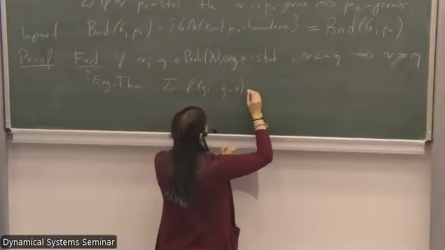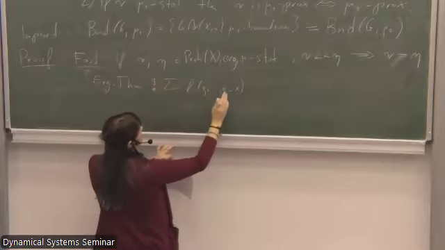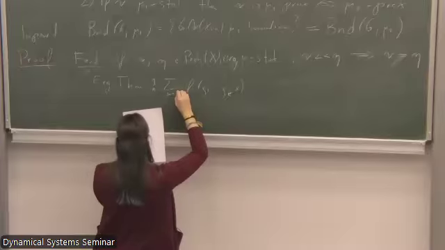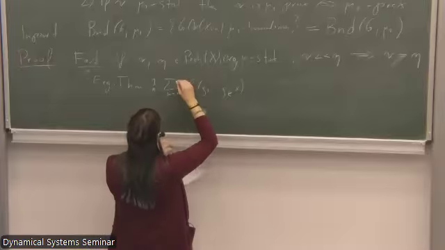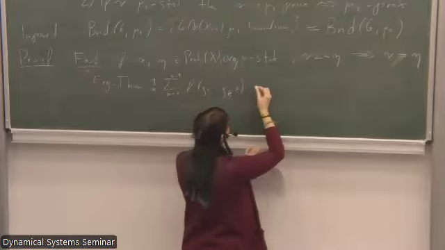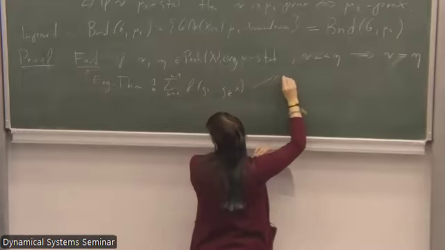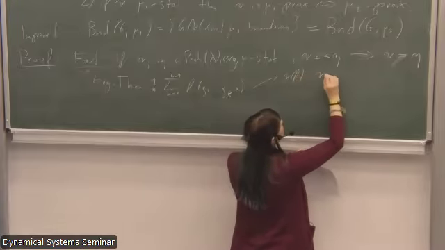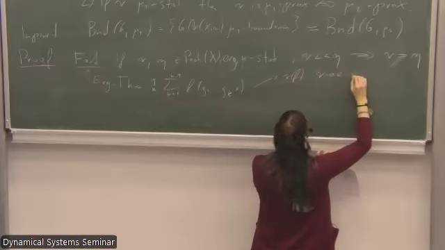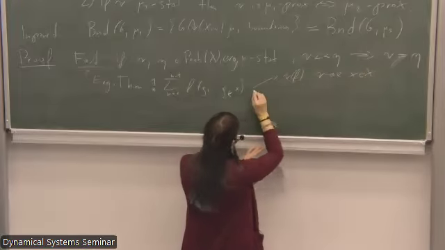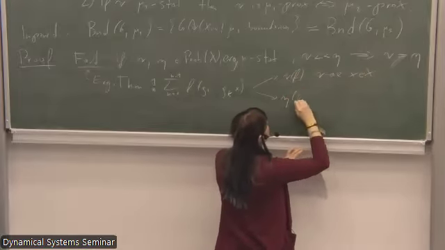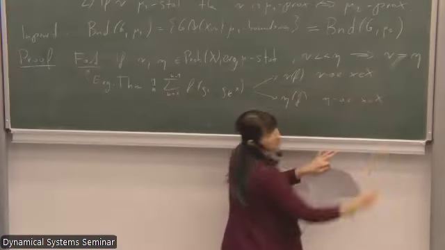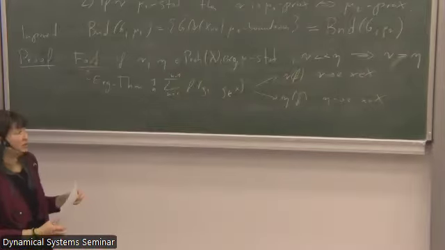So 1 divided by n, the sum over k equal to 0 up to n minus 1. This will converge, on one hand, to nu of f for nu almost every x in X. And on the other hand, this will converge to eta of f for eta almost every x in X, just by the ergodic theorem.